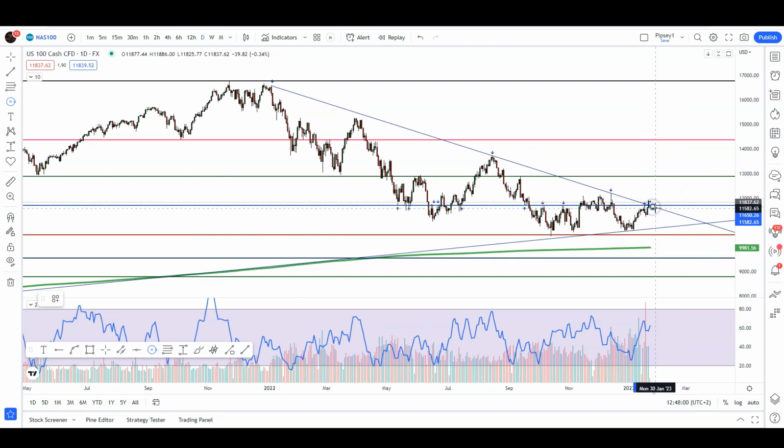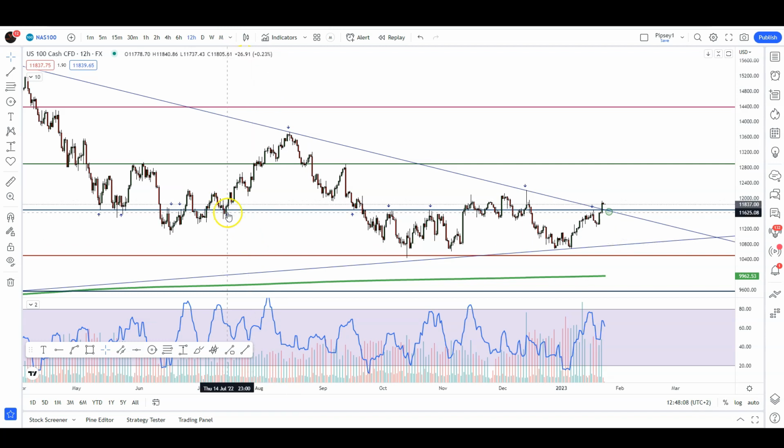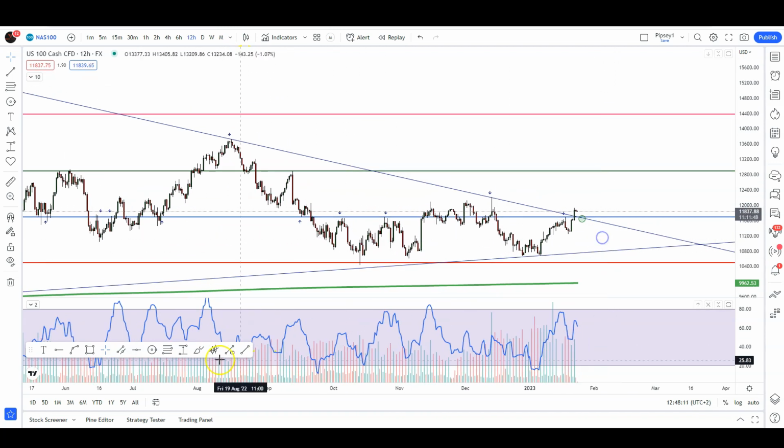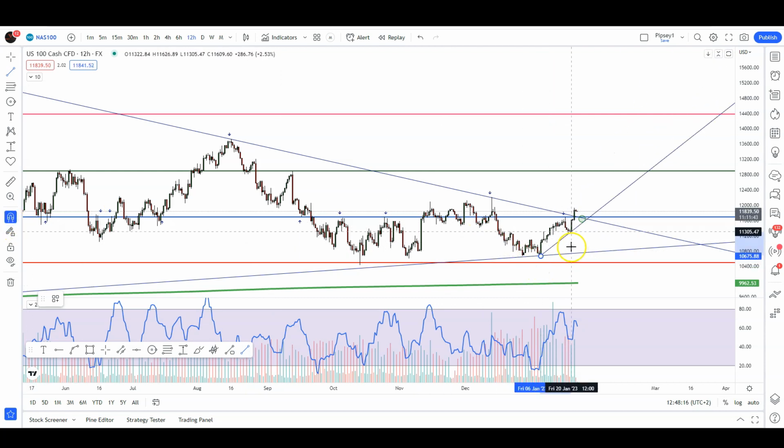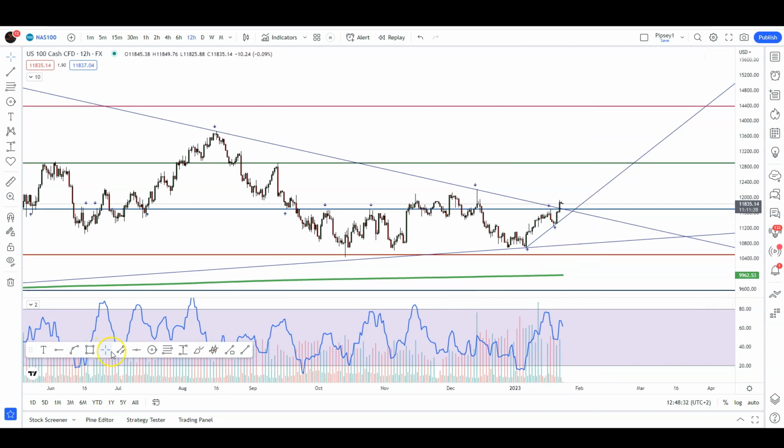Just mark this area. Let's go down to the smaller time frames. As you can see, then we have this trend line over here, where we found support and support, right? So this is the first scenario that I'm looking at right now.